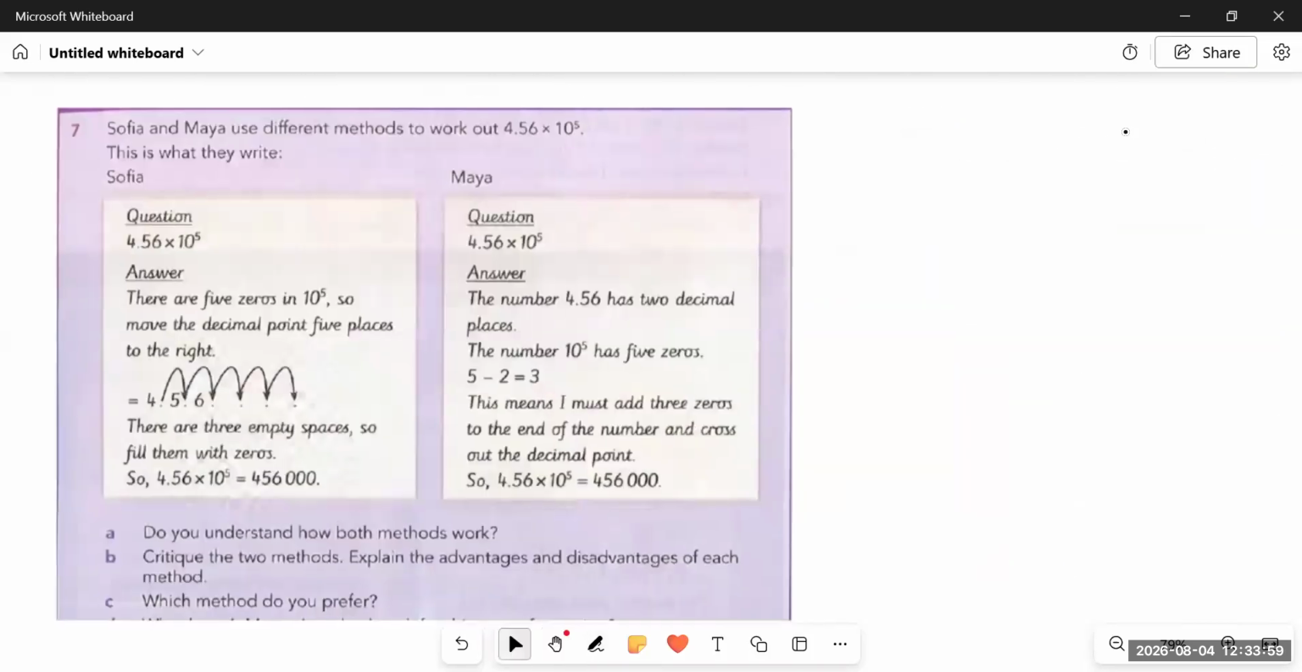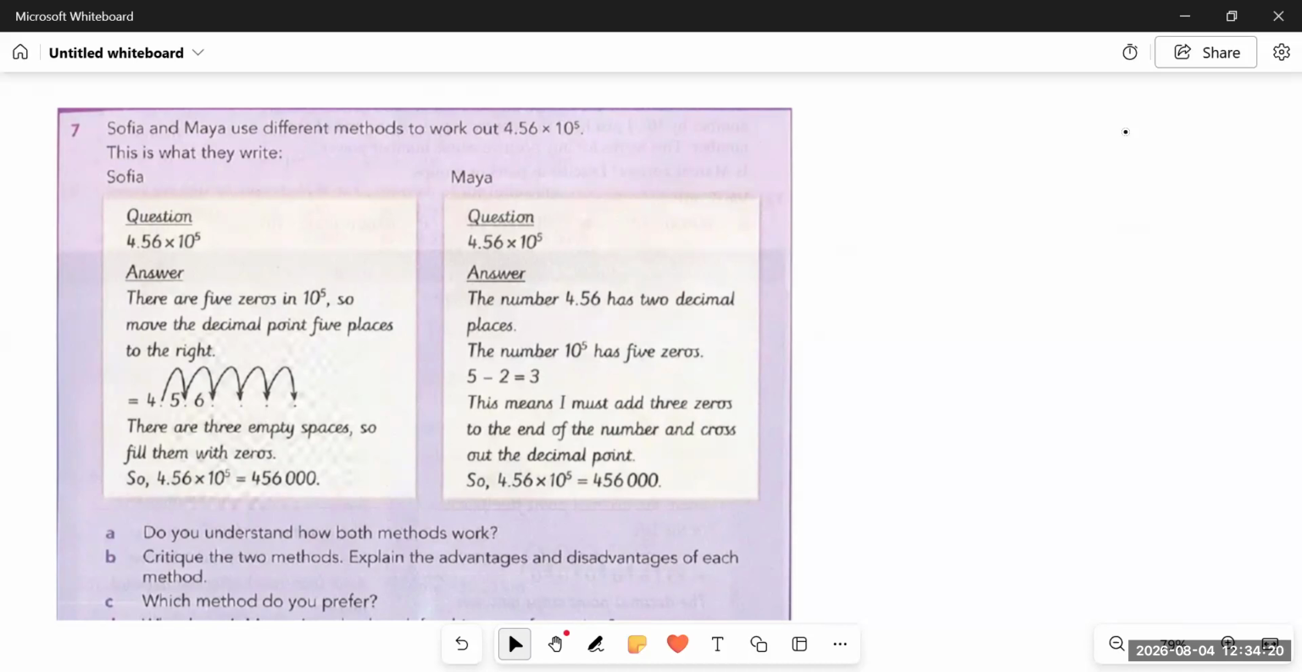Next question says Sophia and Maya use different methods to work out 4.56 multiplied by 10 power 5. So according to Sophia, there are 5 zeros in 10 power 5, so move the decimal point 5 places to the right. Okay, fine. There are 3 empty spaces, so fill them with zeros and it would become 456,000. That's what we were doing in the previous question.